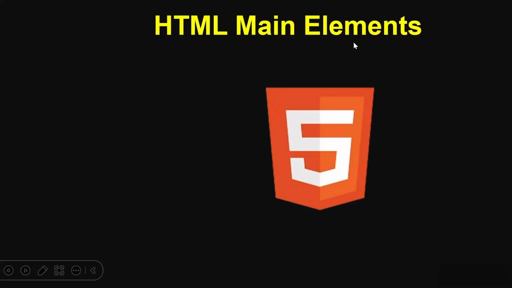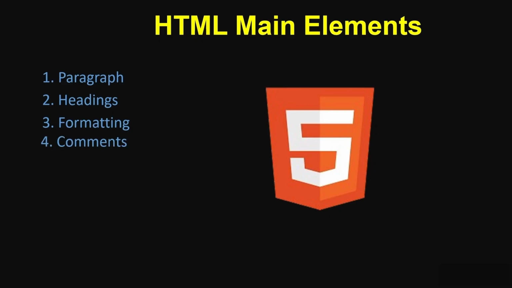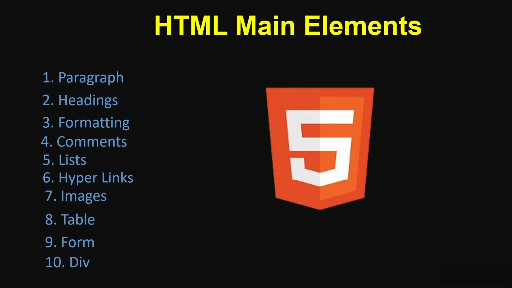HTML main elements. The most popular is paragraph, then number 2 headings, number 3 formatting tags, number 4 comments, number 5 lists, number 6 hyperlinks, number 7 images, number 8 table, number 9 form, and number 10 div element. These are the most popular and major elements of web pages. So we will discuss them one by one, starting from the paragraph element.